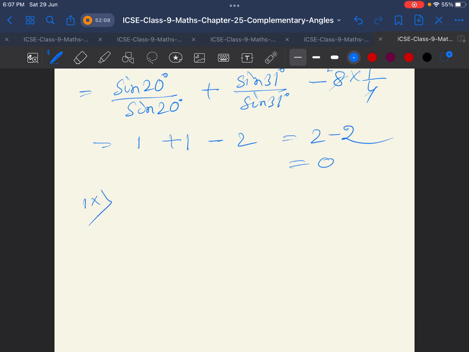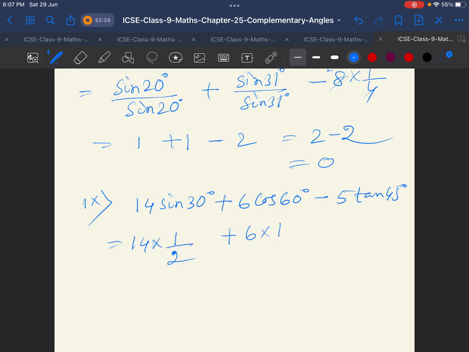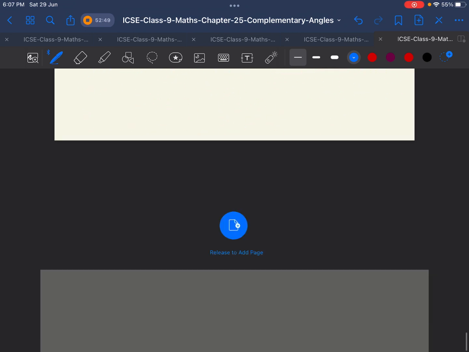Now question number 9. 14 sine 30 degree plus 6 cos of 60 degree minus 5 tan of 45 degree. We know sine 30 is 1 by 2, cos 60 degree is 1 by 2, and tan 45 is 1. So this term is 14 by 2, which is 7, 6 by 2 is 3, minus 5. So 10 minus 5 equals 5.